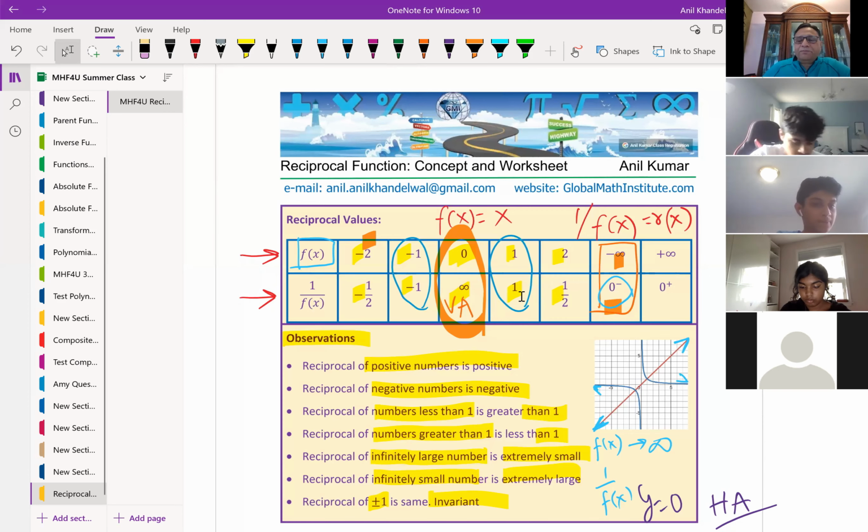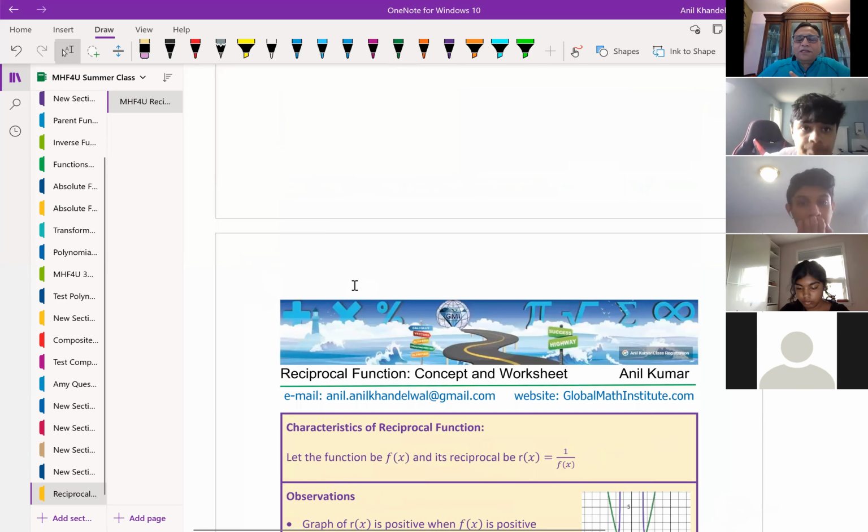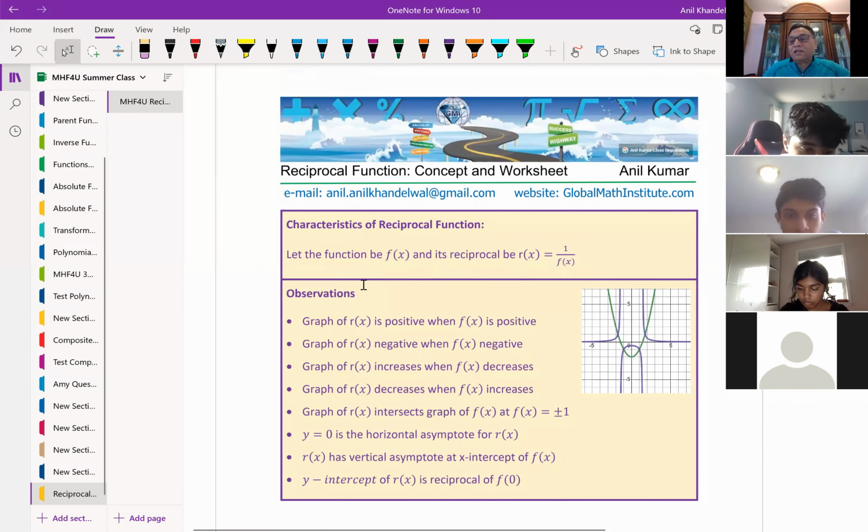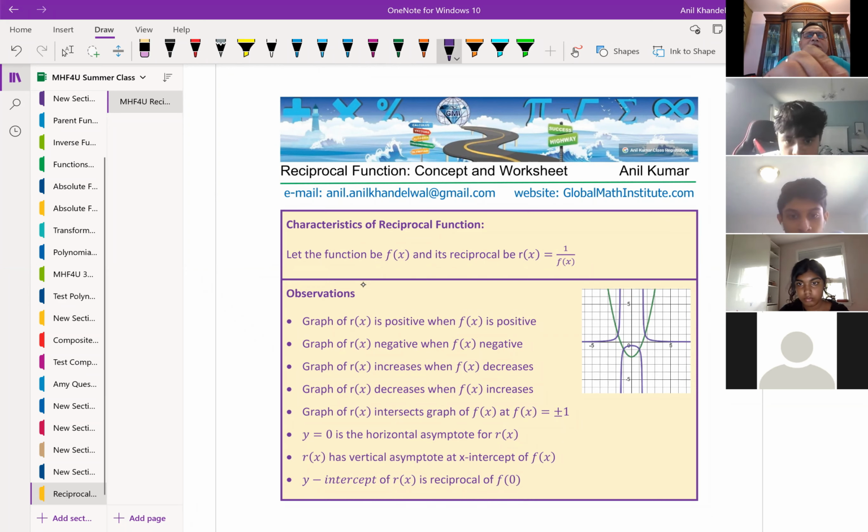Let me take it once again. So now we are going to look into the characteristics of the reciprocal function, which we just summarized a bit. I'd like you to participate and tell me exactly how the characteristics of the reciprocal function are related to the function itself. This time I've taken the graph of a quadratic function. Let the function be f of x and the reciprocal be 1 over f of x. We have defined f of x as x squared minus 2.